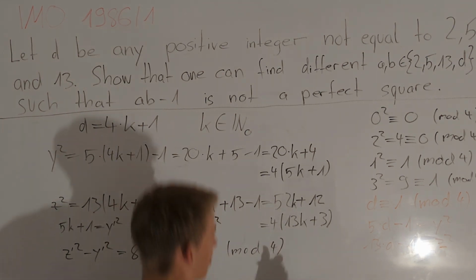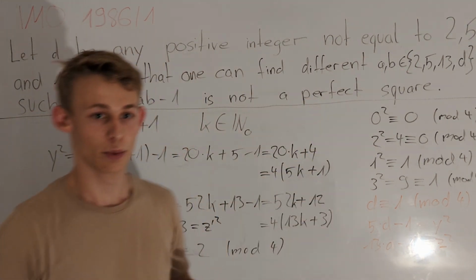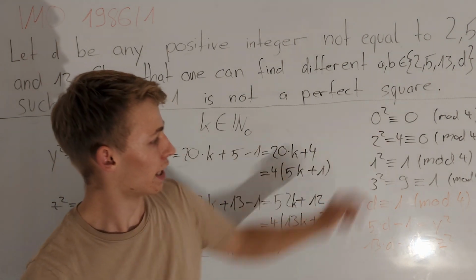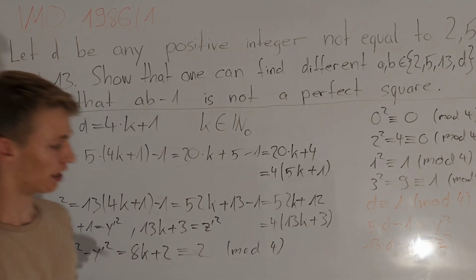But now, if we have a look back at these four equations here, we see that there are no two quadratic residues with difference 2, and therefore this is impossible, and we are done.